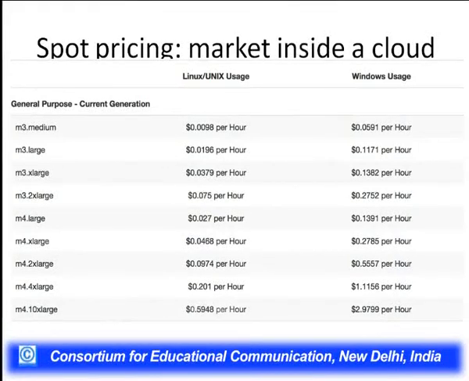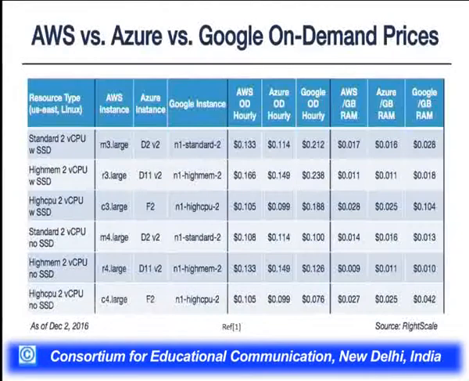Then there is another approach in cloud, generally followed by Amazon. In Amazon EC2, they have this spot market pricing approach. Spot market pricing has a slightly lower cost. For example, for an N3 instance, you have to pay 0.0591 per hour for a Windows instance, and for a Linux based instance you have to pay just $0.0098 per hour.